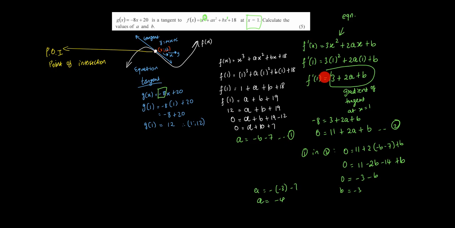Similarly here, I act right as if I don't know the gradient of the tangent at x is equal to 1. I don't know what the gradient of the tangent is. Then I substitute 1 as if I want to get that gradient. But I already know that the gradient is what? The gradient is negative 8. Then I substitute it there. Then I have my other equation. That's how it works, guys. I'm hoping that we are together there. I hope that we are together.